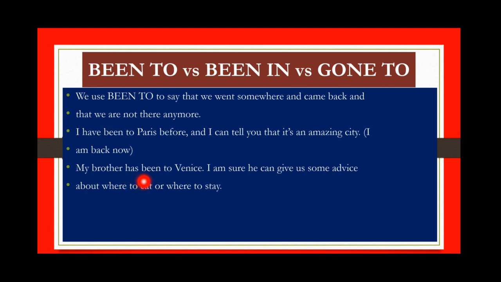My brother has been to Venus. I am sure he can give us more advice about where to eat and where to stay. So again, it means that my brother has been to Venus, meaning that he is not in Venus now. He came back from Venus.